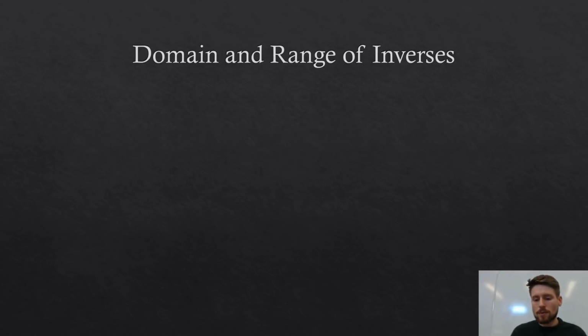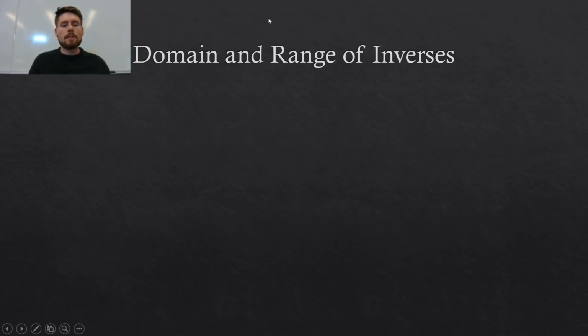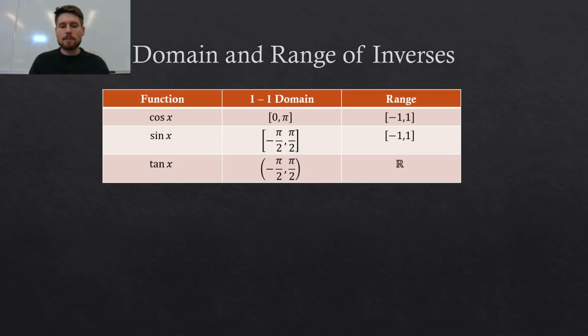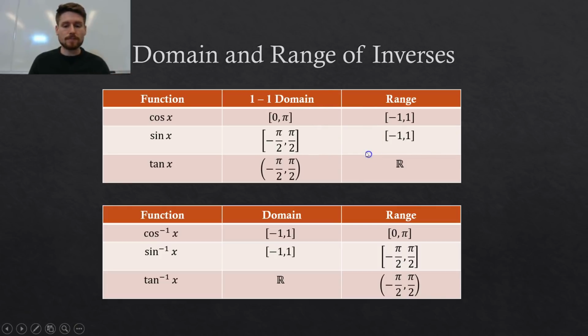Just to remind you on what these domains and ranges are, I'm going to go ahead and just put this slide back in here. I already have this slide from the last video. Cosine, sine, and tangent's domains that are 1 to 1 are 0 to pi for cosine, negative pi over 2 to pi over 2 for sine, inclusive, and negative pi over 2 to pi over 2, exclusive, for tangent. The ranges of those functions are negative 1 to 1, negative 1 to 1, and all real numbers. Okay, cosine and sine have the same range, but different domains for what's 1 to 1.